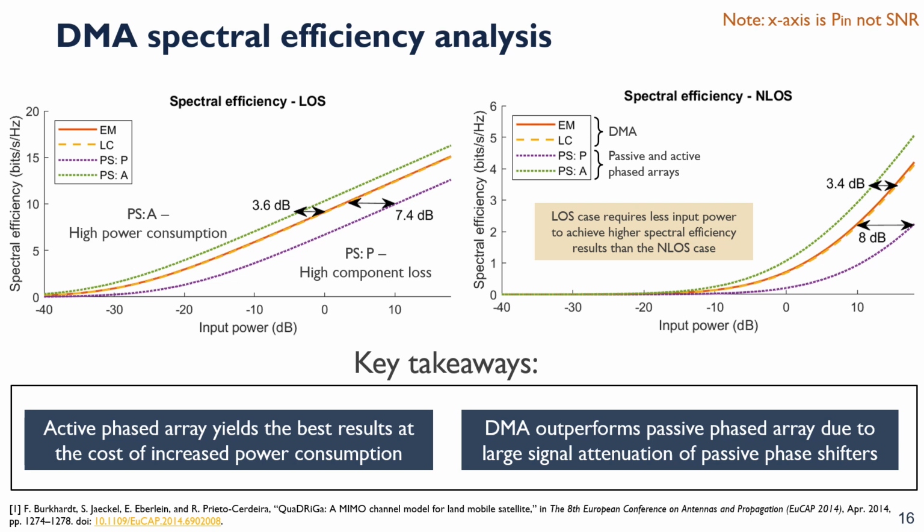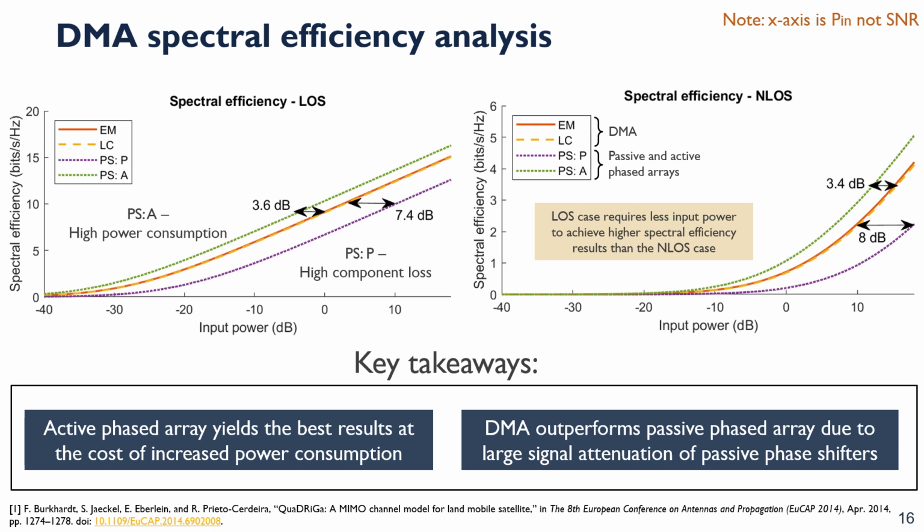Now, on the other end, the passive phased array here actually does the worst in terms of spectral efficiency, even far below the DMA by about 7.4 dB. Now this is due to the fact that the passive phased array has a high component loss of maybe around 8 or 9 dB that we are modeling. Thus that high component loss leads to a significantly lower power applied to the antenna than the DMA and active phased array case, and can significantly reduce that spectral efficiency.